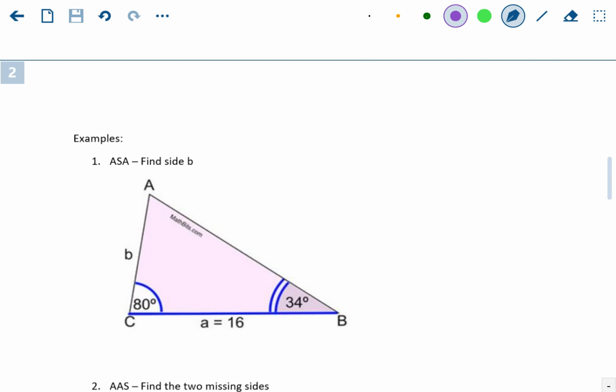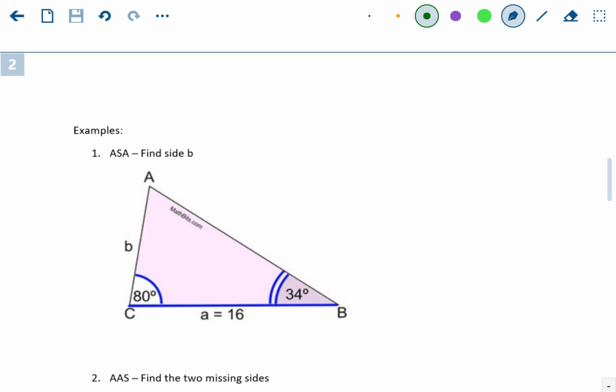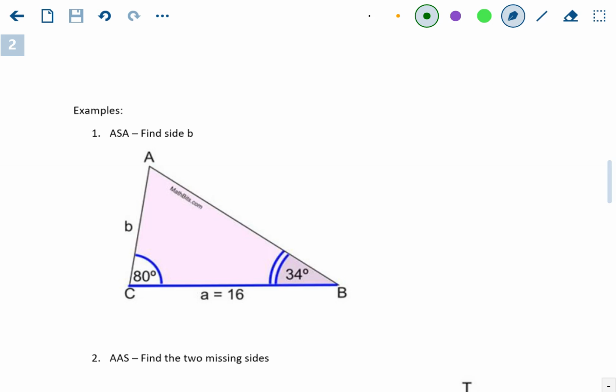Okay, let's look at one of each example, one of each scenario. So starting with angle side angle, this one says to find side B. Okay, so let's start by identifying what we're looking for. We're trying to find side B, which is over here on the left. Now remember, if you're trying to find a side, you have to know the angle across from it. Or if you're trying to find an angle, you have to know the side across from it. So we have to make sure that if we're looking for side B, we need to know what angle B is. And we do. Angle B is 34 degrees.